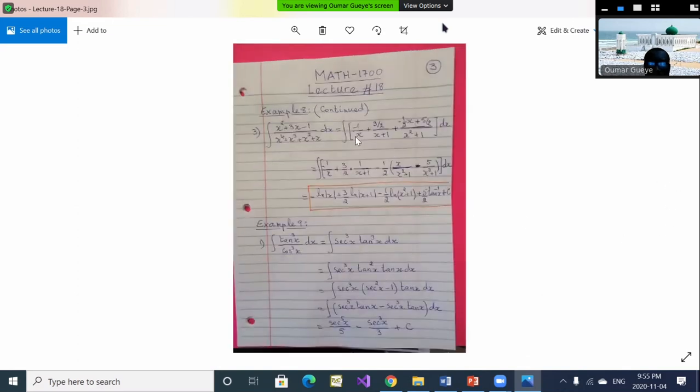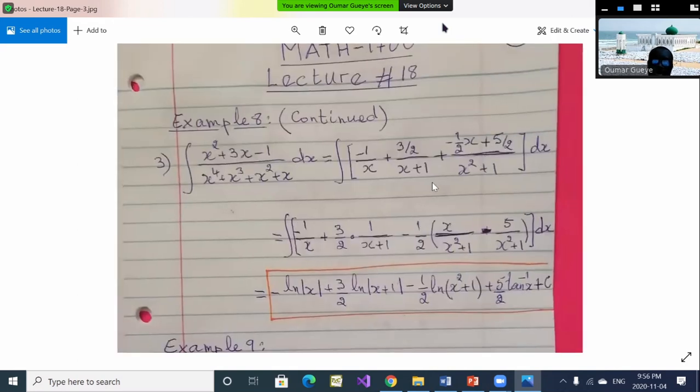Okay, so when we substitute, we'll get exactly this in the integral. I substitute here A is equal to minus 1. So B is equal to 3 over 2. C is equal to negative 1 over 2. And D is equal to 5 over 2. Now we're ready to integrate this. So this is the value of A. This is the value of B. So this is D. And we have here E.